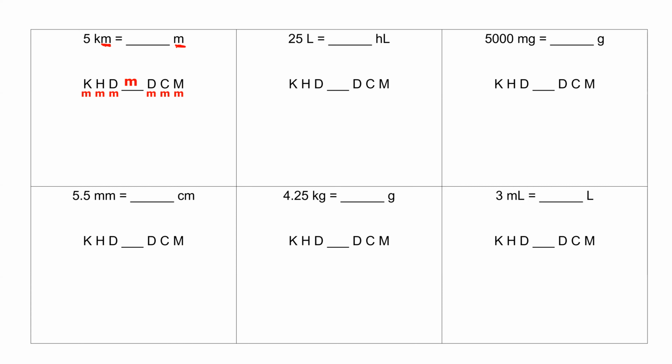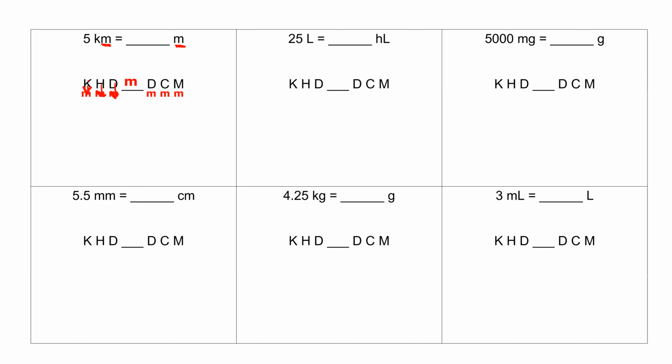But then I'm going to go ahead and write an M below all of those big capital letters underneath the King Henry died, so that I'm really reading it as kilometer, hectometer, decameter. So that I can see that the M is actually combined with a letter. The middle one, that base M, that's just the plain old M for meter.